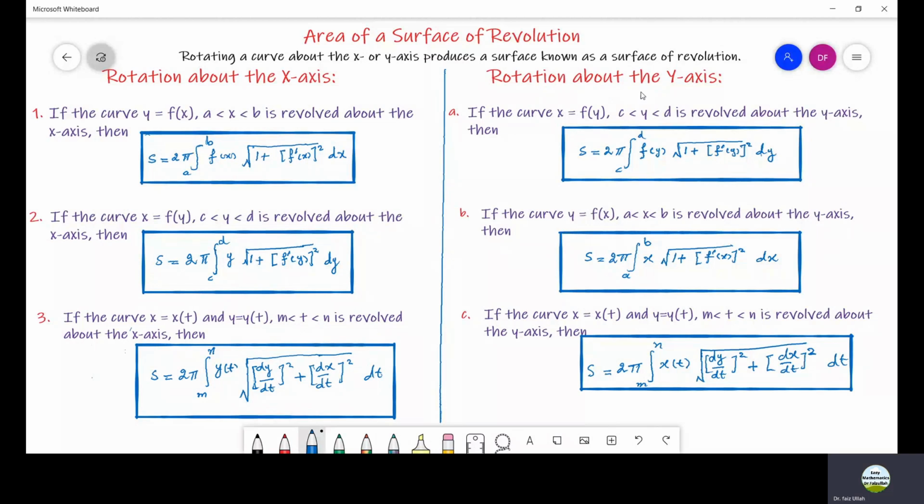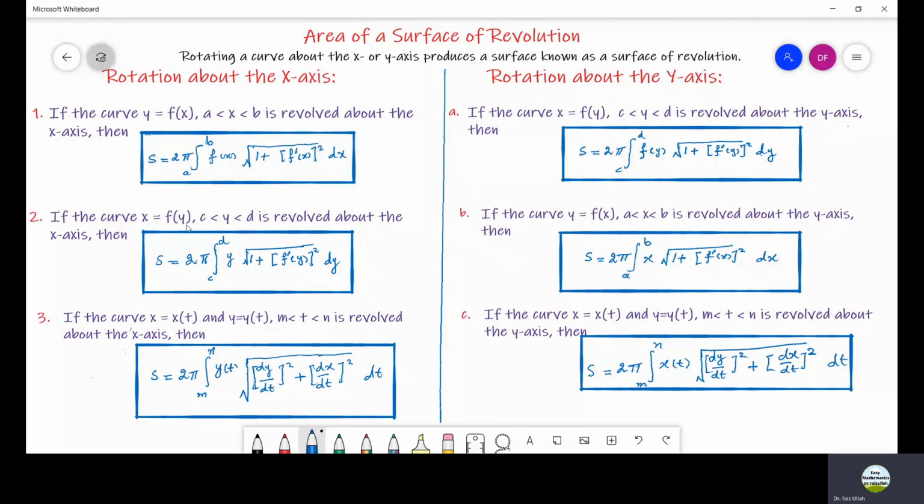If we rotate the region about the y-axis, then we have formulas very similar to those of 1, 2, and 3. Look at A. If we are given a function of y, and y is between c and d, and we are rotating the region about the y-axis, in that case, we shall use this formula. Now, f of y must be given, and from f of y, we can get f dash of y by differentiating it with respect to y. Now, if we are given a function of x, x is between a and b, and we are rotating about the y-axis, in that case, we shall use this formula.